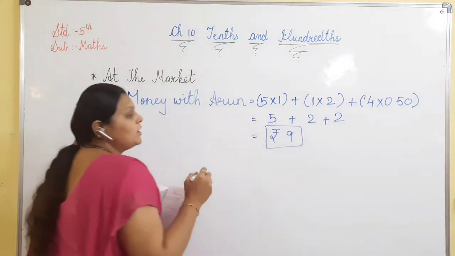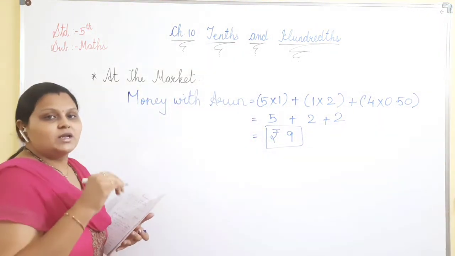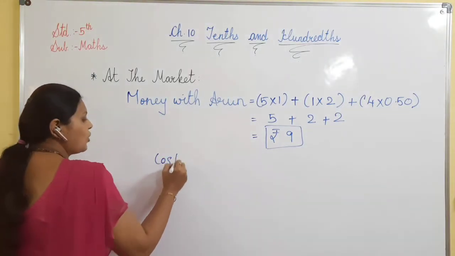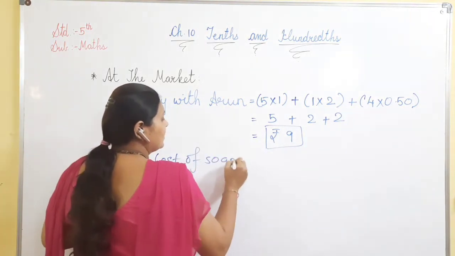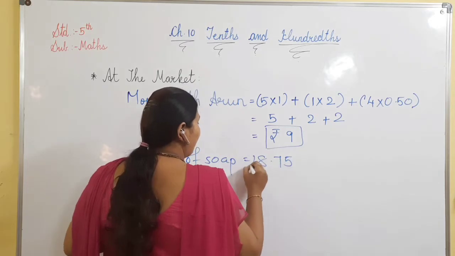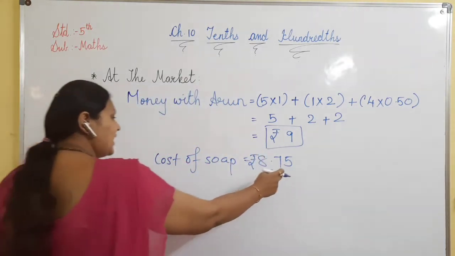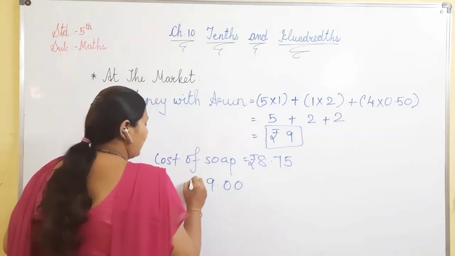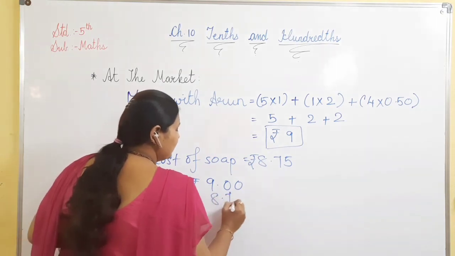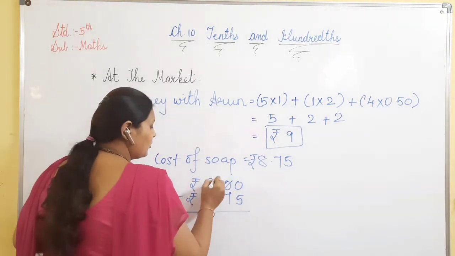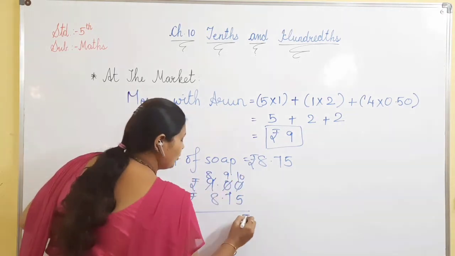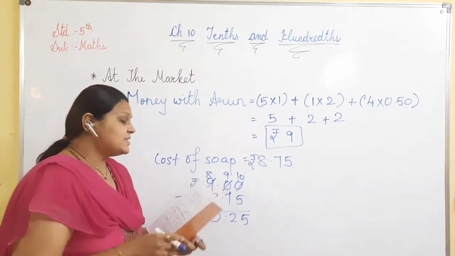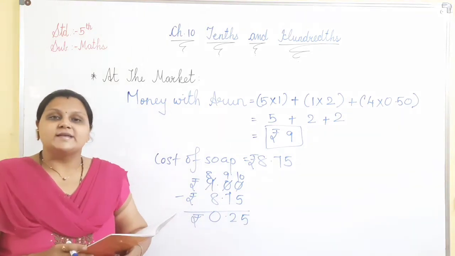Now here the cost of soap given in the picture is 8.75. So the cost of one soap is 8.75. Now he is having 9 rupees. So how much money will he get back? Rupees 9 minus rupees 8.75. Let's take a borrow. So it's 0.25 rupees. So we can say that he will get 25 paise back.